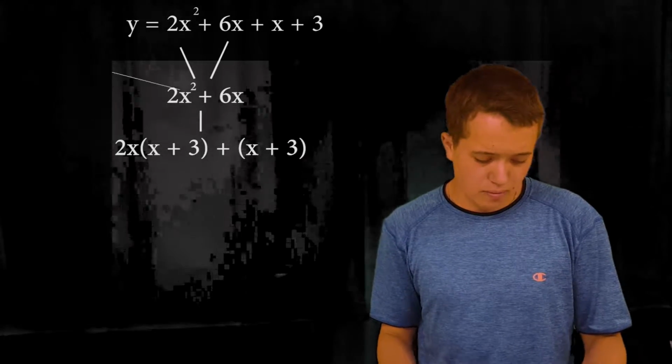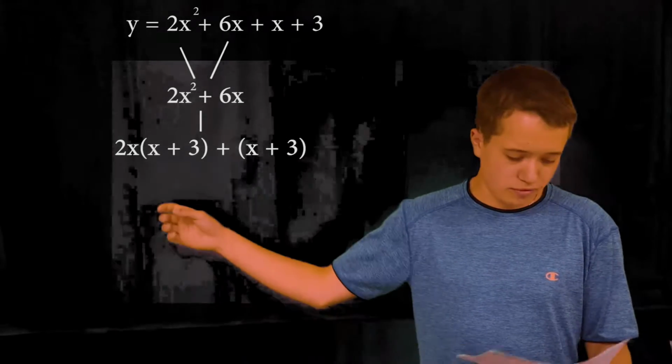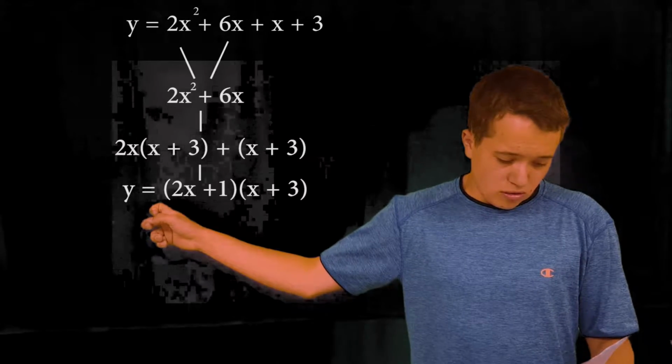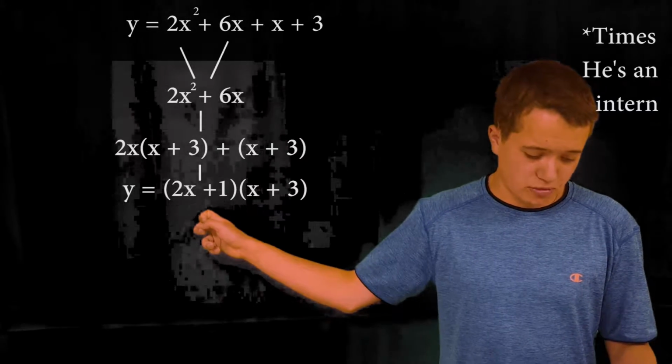X plus 3 is common in both terms. So we can now rewrite it like this: (2x plus 1)(x plus 3).